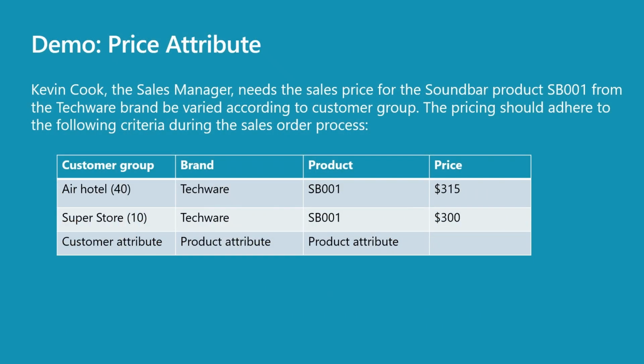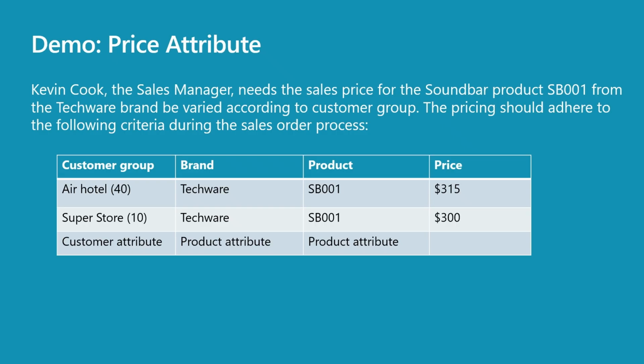Now, to see the power of price attribute in action, we'll go through the demo scenario that we are covering in this video. Kevin Cook, the sales manager, needs the sales price of soundbar product SB001 from the TechWear brand to be varied according to customer groups. The pricing should adhere to the following criteria during the sales order process. So if the product SB001 is being sold to a customer from customer group 40, then the price should be $315. And if the same product is being sold to a customer group SB double Superstore 10, then the price should be $300. So in this case, it's the same product.